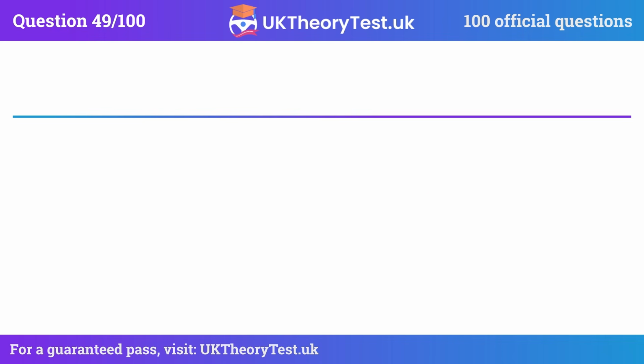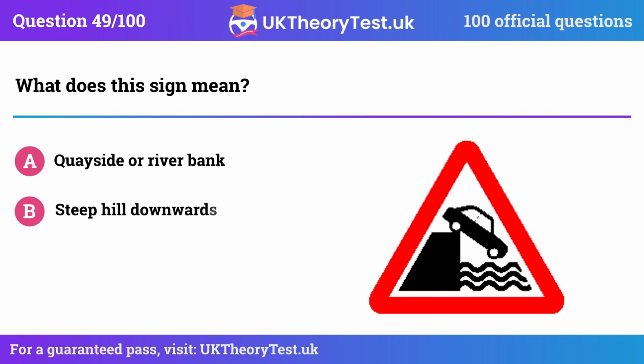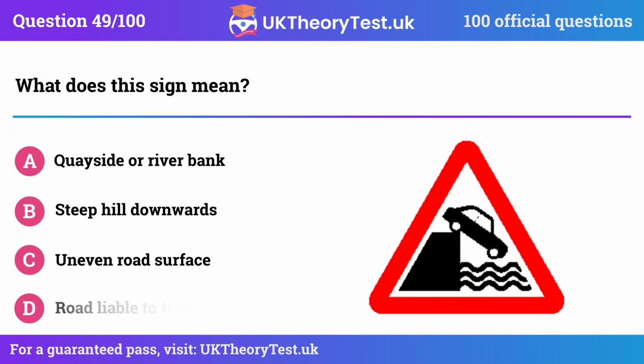Question 49. What does this sign mean? A. Quayside or riverbank. B. Steep hill downwards. C. Uneven road surface. D. Road liable to flooding.